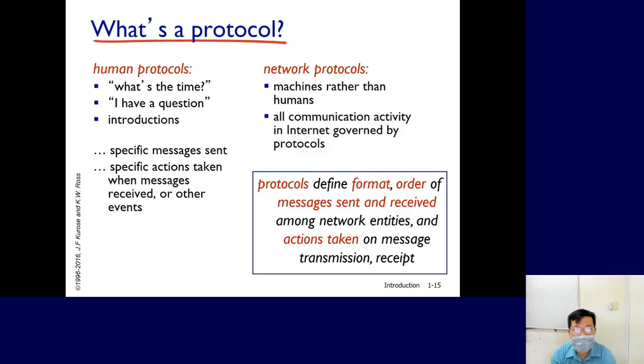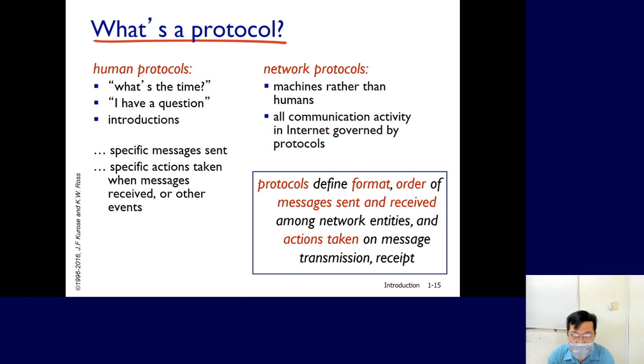So a network protocol defines the connection, how to connect to an entity from a distance, and also defines the format and order of messages sent and received among network entities. A protocol also defines the actions taken on message transmission and how this is acknowledged. It means that when the receiver correctly receives a message, an acknowledgement can be sent back to the sender.